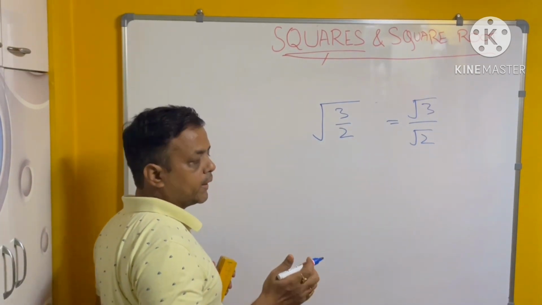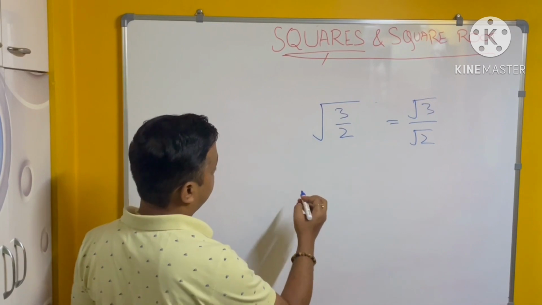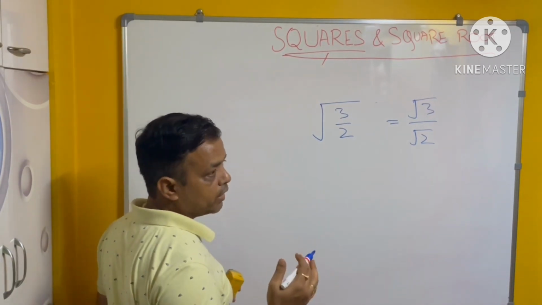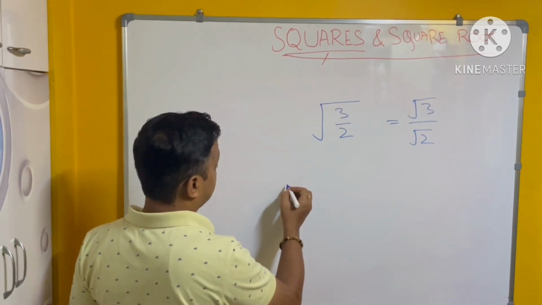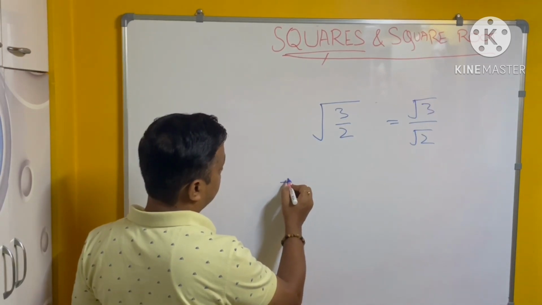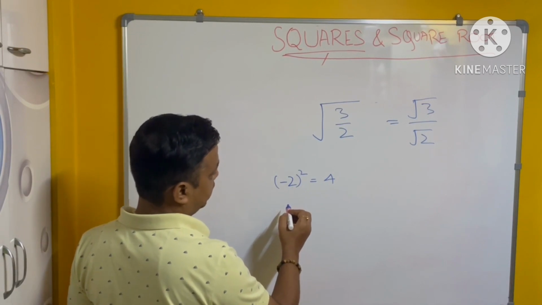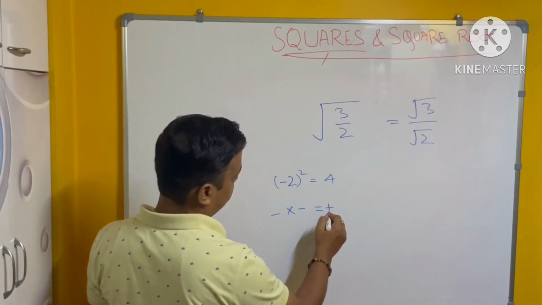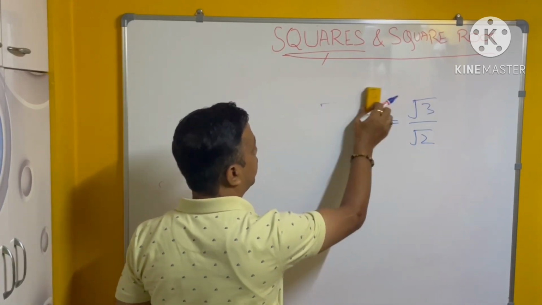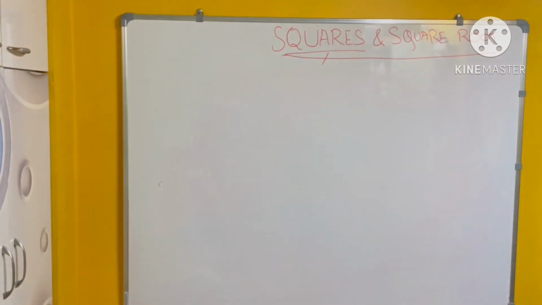One more thing, with respect to the sign, right? Till now we have seen only positive numbers. So if you want (-2) square, it will be plus, right? So don't confuse. Minus into minus equals plus. This I have told you in my previous session also.